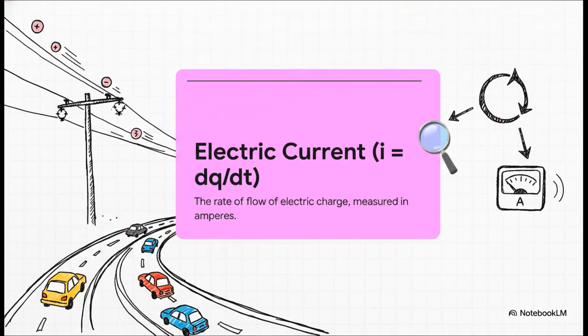Okay, let's dive into this flow. When those tiny charges start moving, we get what's called electric current. Current, represented by the letter I, is just the rate of flow of that electric charge over time, measured in amperes. Honestly, just think of it exactly like the flow of traffic on a highway. The charge is the cars, and the current is simply how many of those cars are driving past a certain point every single second. That's it. It's just a measurement of flow.